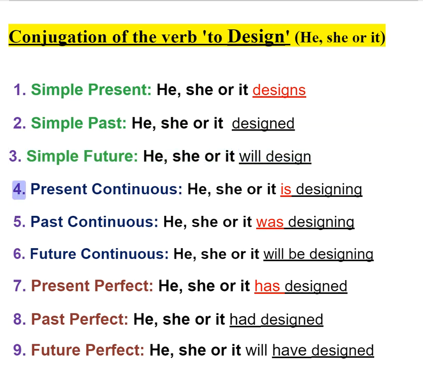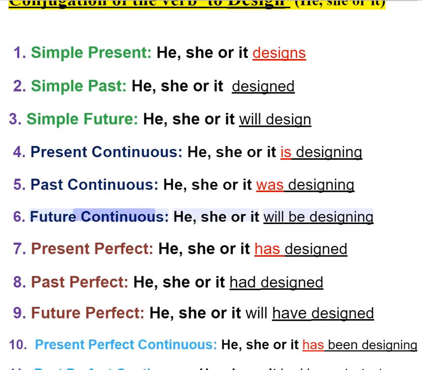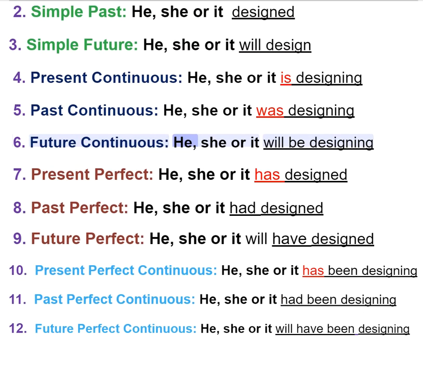4. Present continuous, he, she or it is designing. 5. Past continuous, he, she or it was designing. 6. Future continuous, he, she or it will be designing. 7. Present perfect, he, she or it has designed.